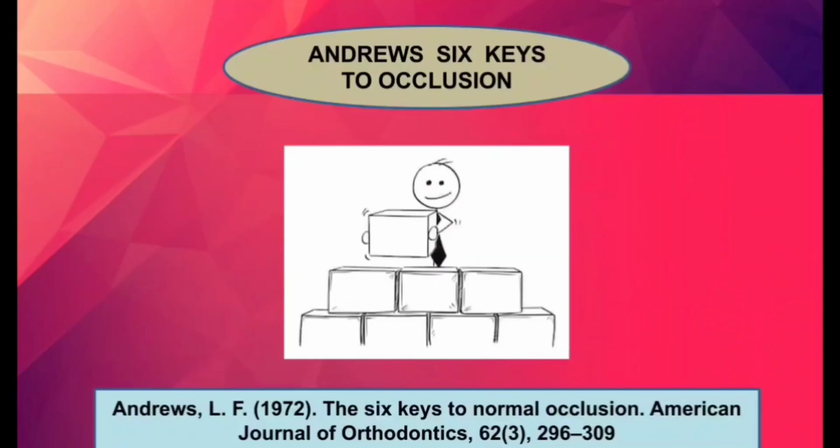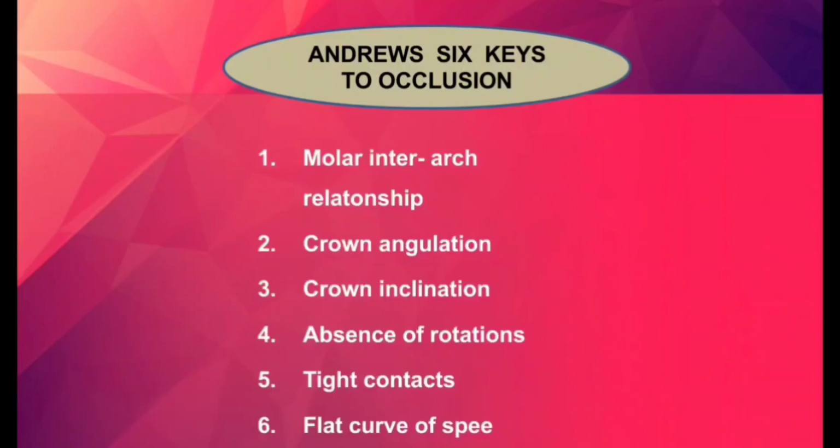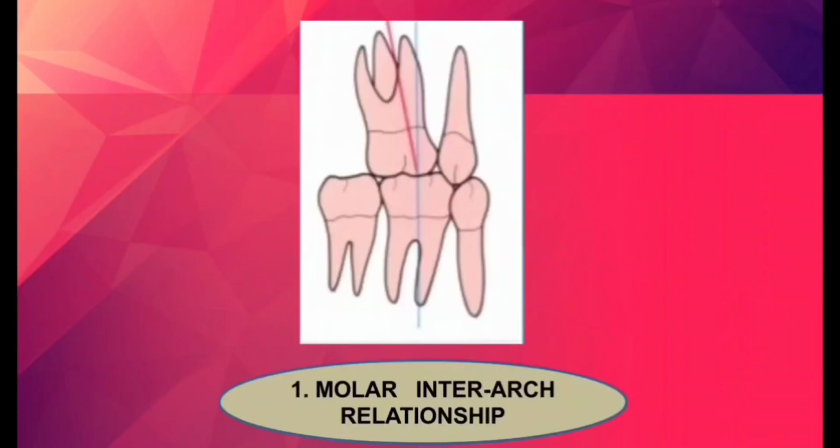Now coming to Andrews' six keys to occlusion. Andrews collected 120 non-orthodontic models of white North American origin between 1960 and 1964. These 120 models were compared with 1150 treated cases which he collected from orthodontists all over the USA. The best in treatment results and the best in nature revealed the difference between right and wrong, which gave birth to the six keys to normal occlusion. What are the six keys to normal occlusion? They are molar inter-arch relationship, crown angulation, crown inclination, absence of rotations, tight contacts, and a flat curve of Spee.